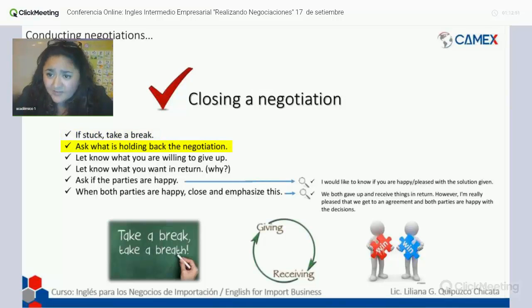Then, if the negotiation is stuck, you can ask the other person, what is holding you back? Maybe you think the price is not good, the quality is not good. Let me know what you are thinking, why you don't buy or why you don't give me a discount. Ask. It is okay to ask, as long as you ask politely. Then you have to ask what they are willing to give up and what they want in return.